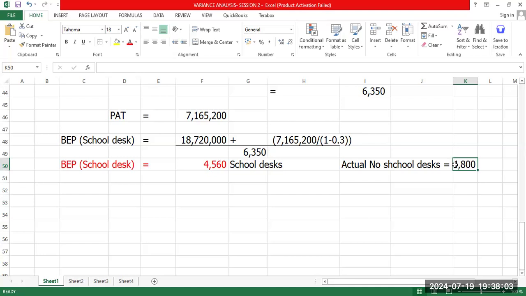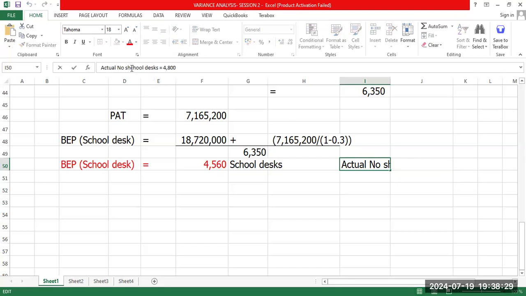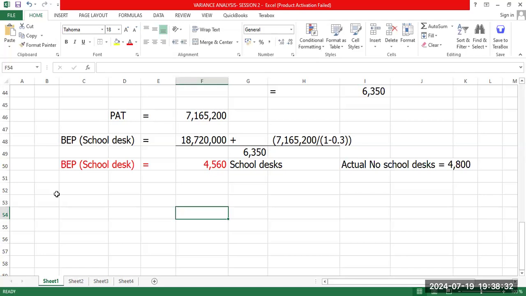That the fact that I am getting my break-even point at this, then it means that ideally this business will be in a position to earn profits on these school desks. These school desks are still generating more revenue, and there is no need of discontinuing the production of school desks.